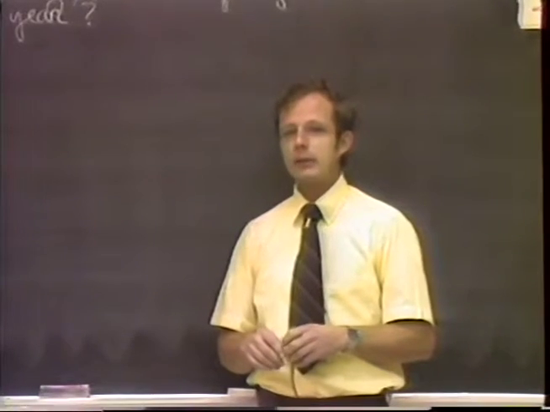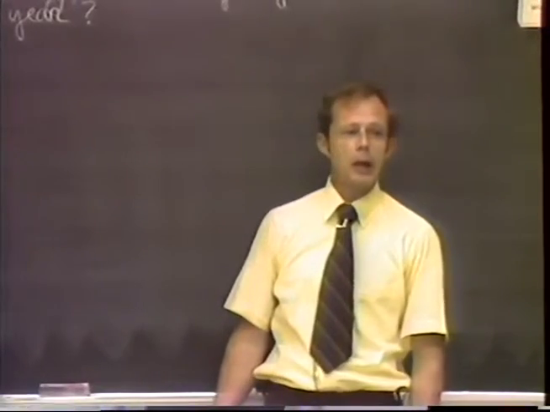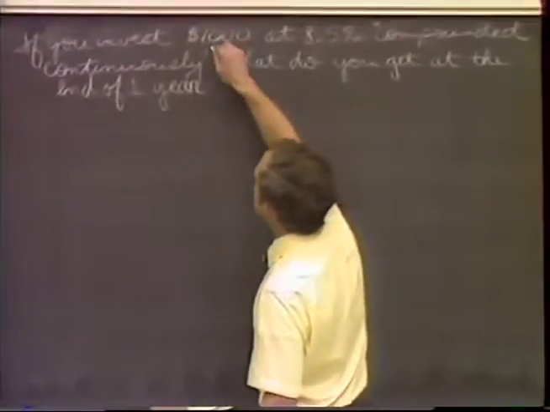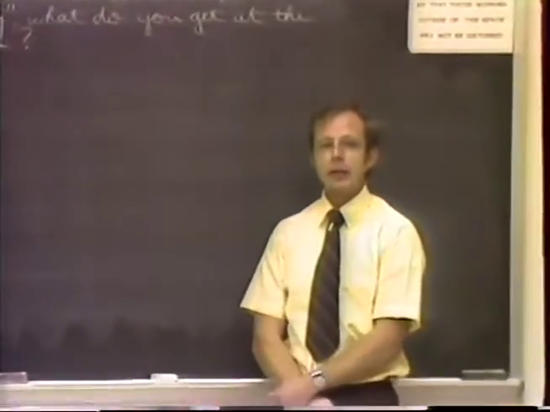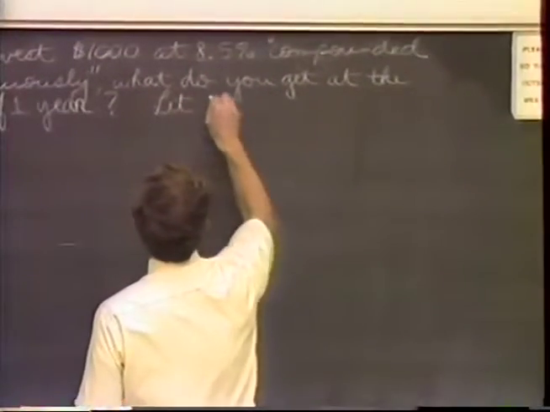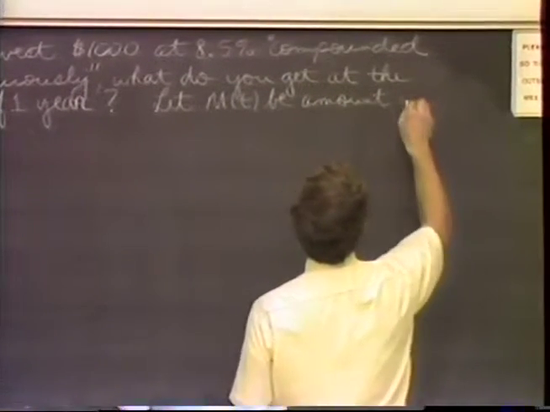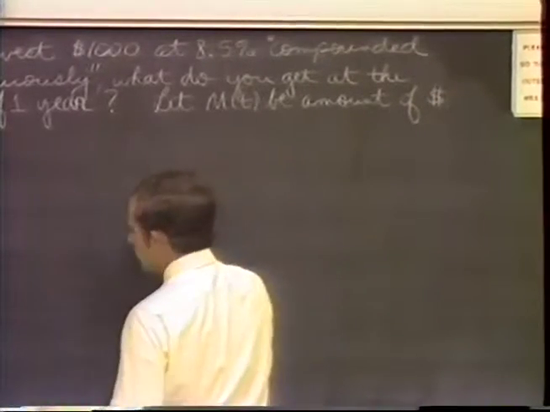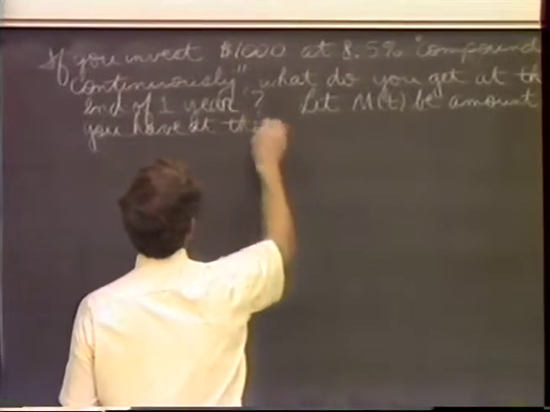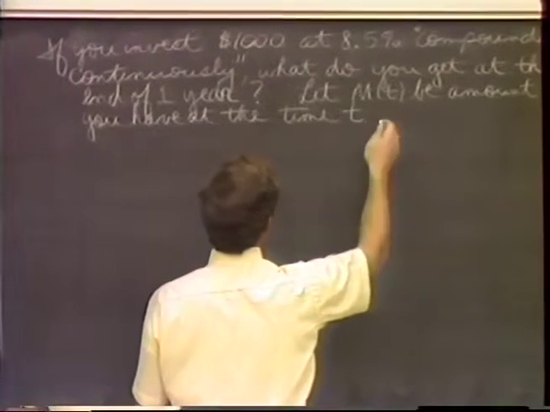And if you do it every instant of every day of the entire year, you're supposed to get the best possible situation. And that's what compounding continuously is supposed to at least bring to mind. But really, what does it mean? Where do they come up with those numbers? What do they get for that yield, and how do they get it? That's the question today. So let's let M of t be the amount of money you have at the time t, which will be measured in years. I guess we'll talk about fractions, but it's kind of irrelevant.